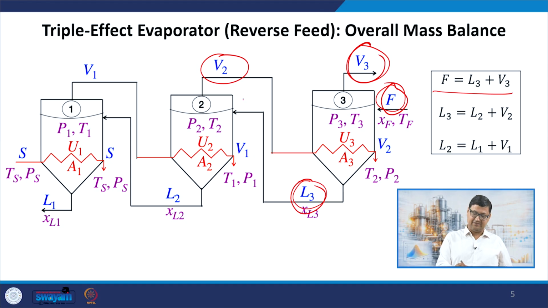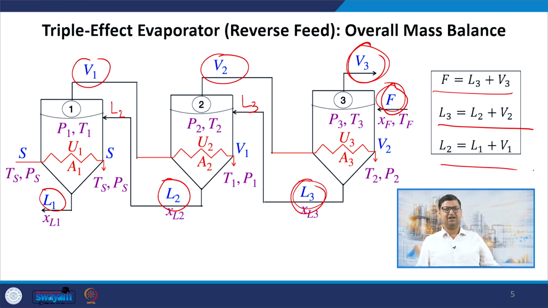Similarly, for the second effect, L3 is entering and what is leaving out is L2 and V2. That's my second equation. And for the first effect, L2 is entering and what is leaving out is L1 and V1, and that is my third equation.